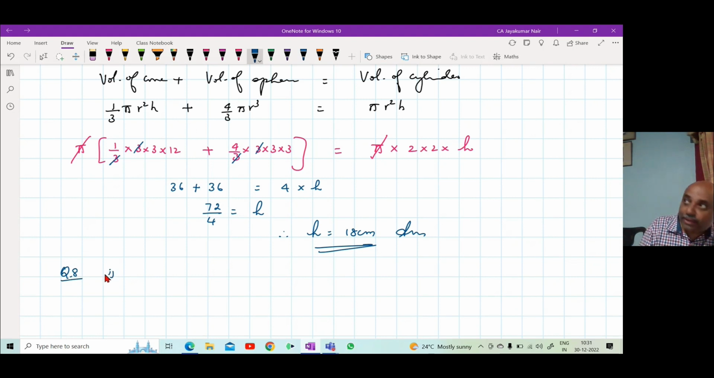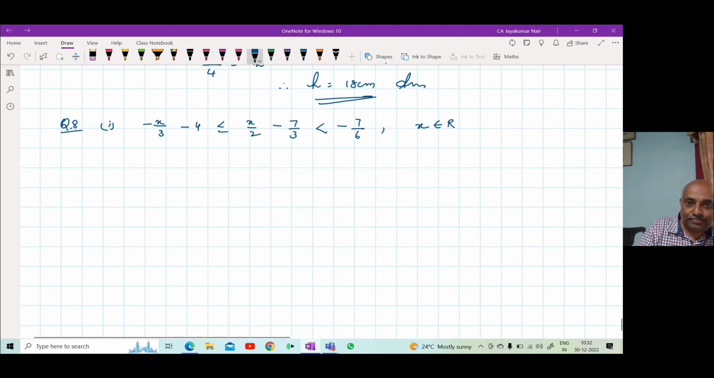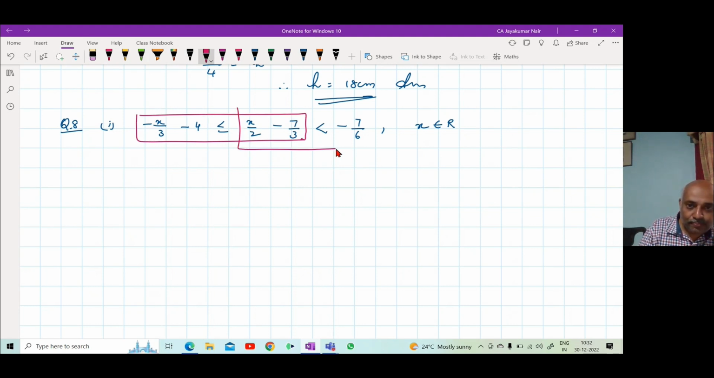Question 8, first one. Minus x over 3 minus 4 less than or equal to x over 2 minus 7 over 3 less than minus 7 over 6. And they say x belongs to real number. So this is number line. We will break it up into two expressions. This is one and this is the other.